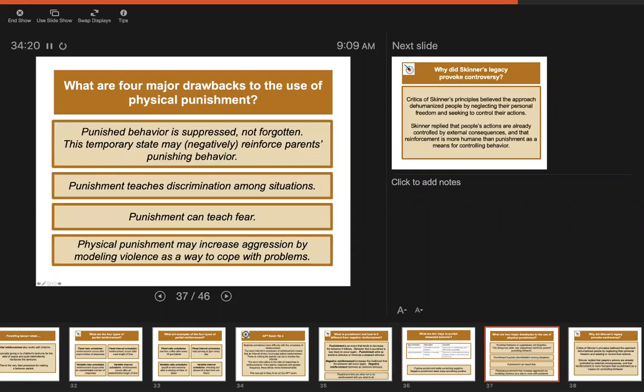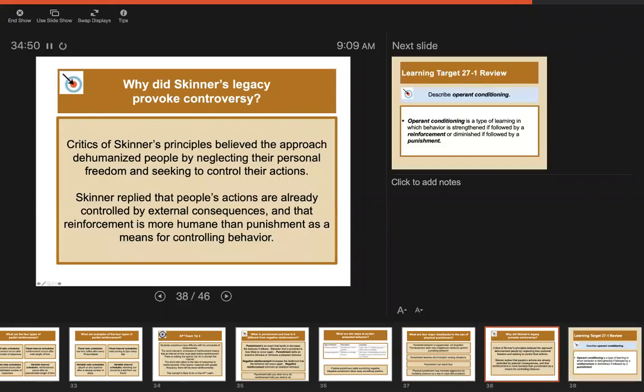So what are four major drawbacks to the uses of punishment, physical punishment? Punished behavior is suppressed temporarily, not forgotten. The temporary state may negatively reinforce parents' punishing behavior because they're thinking it's working. But punishment teaches discrimination among situations. It can teach fear. Physical punishment may actually increase aggression by modeling violence, which we're going to talk about when we get to Bandura, as a way to cope with problems.